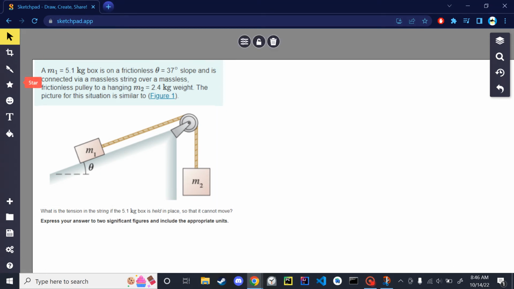Alright, so we got a physics problem here. A 5.1 kilogram box is on a frictionless slope of 37 degrees and is connected via massless string with a massless frictionless pulley to a hanging mass with 2.4 kilograms. And it is shown in figure 1, which is right here. What is the tension in the string if the 5.1 kilogram box is held in place so that it cannot move?